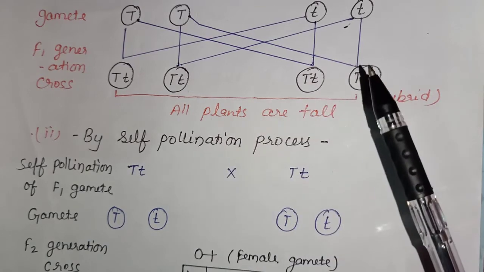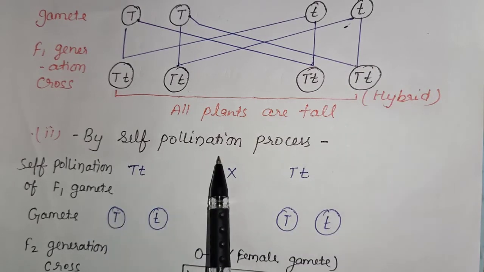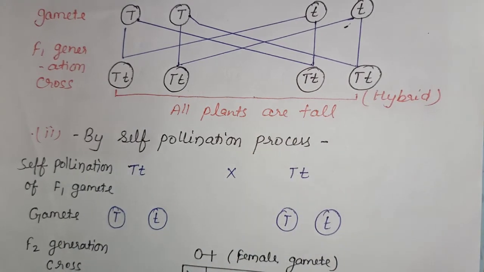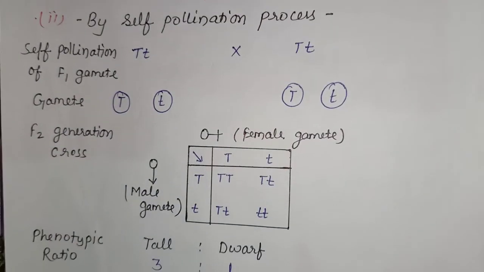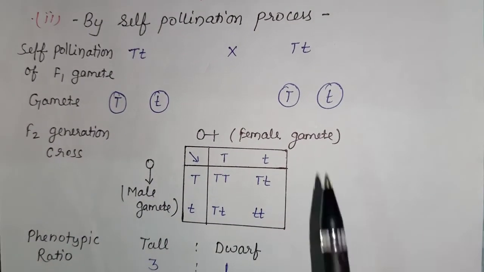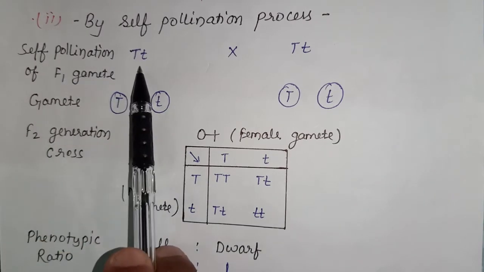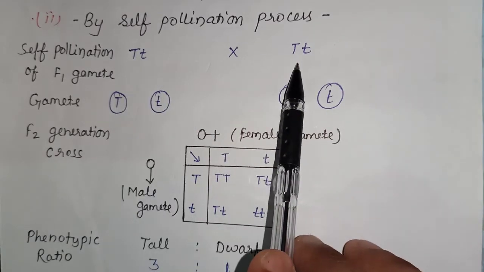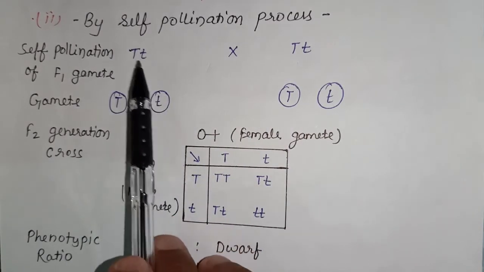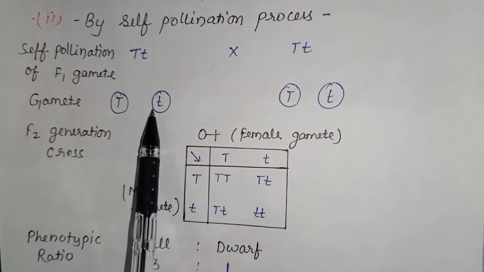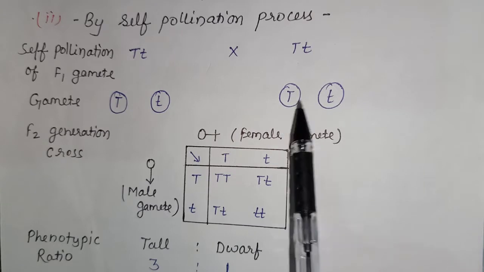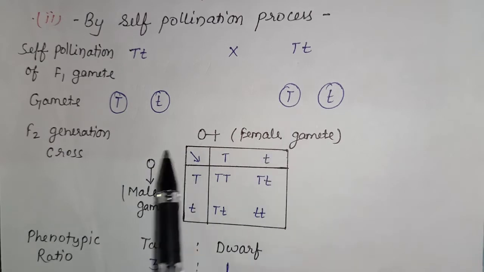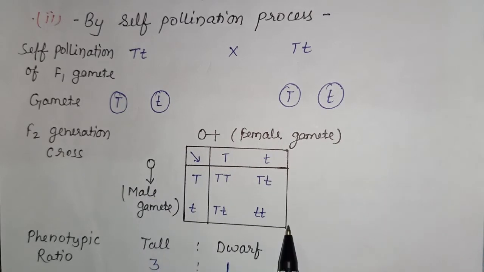After completing the F1 generation, he did the self-pollinating process between the F1 generation plants and found a 3:1 ratio. This is represented in this way. Capital T small t, capital T small t, crossing capital T small t. The capital T small t hybrid tall plants have two types of gamete, capital T and small t. We cross these gametes, represented by this Punnett square model.